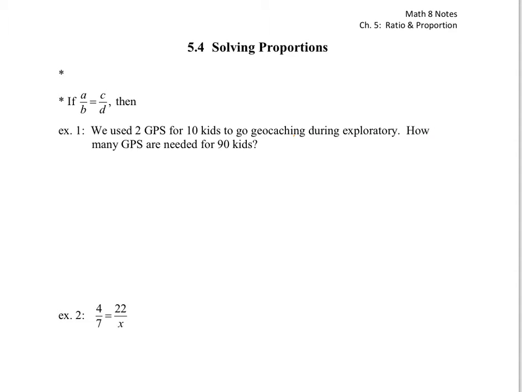Okay, so I'm going to start with the second star there. If A divided by B is equal to C divided by D, or if it's a proportion A to B is equal to C to D, then A times D equals B times C.